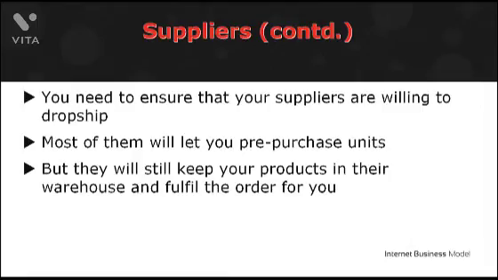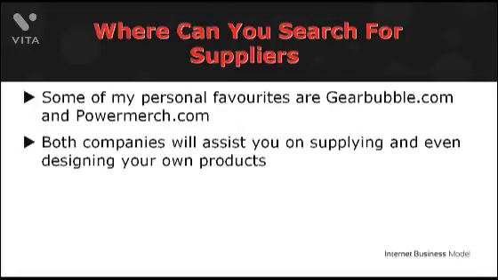Once you've found your supplier, you need to ensure that the companies are willing to drop ship. Most of them will let you pre-purchase units if you want to keep some of them at your home office, but they will keep your products in their warehouse and fulfill your order for you. There are many suppliers out there that can provide the service for you. Some of my personal favorites are GearBubble.com and PowerMerch.io. Both companies will assist you on supplying and even designing your own products.